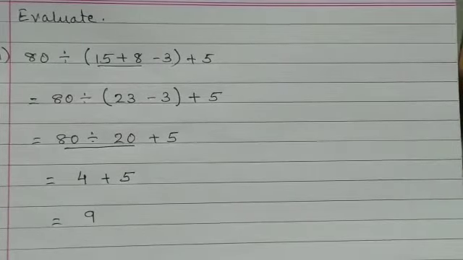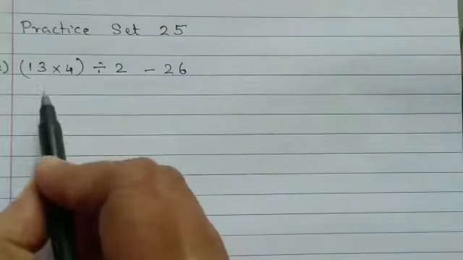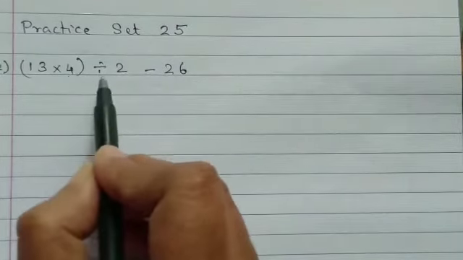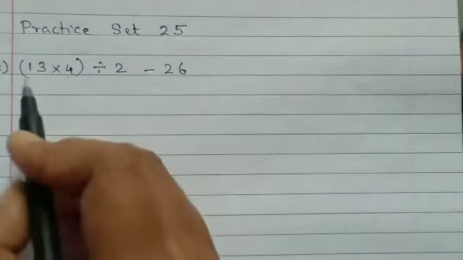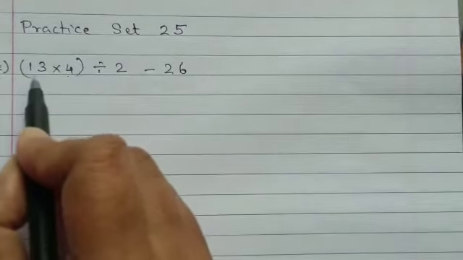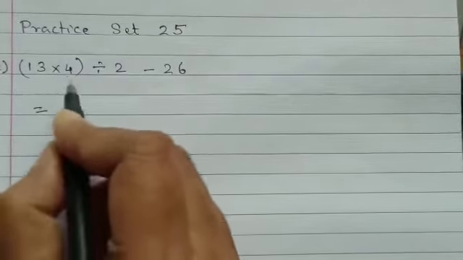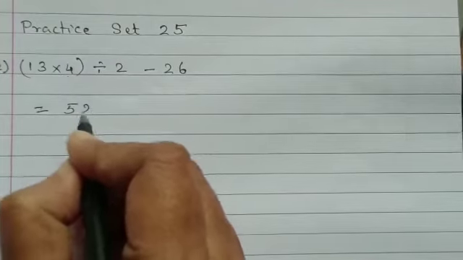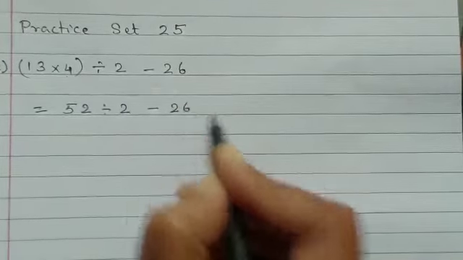Now let us do some sums from the practice set. Question number 1 we had solved in the previous video. So we start with question number 2. The question is 13 multiplied by 4, divided by 2, minus 26. So there is a bracket, so we will do the operation inside the bracket first. 13 multiplied by 4 is 52. Divided by 2 minus 26.